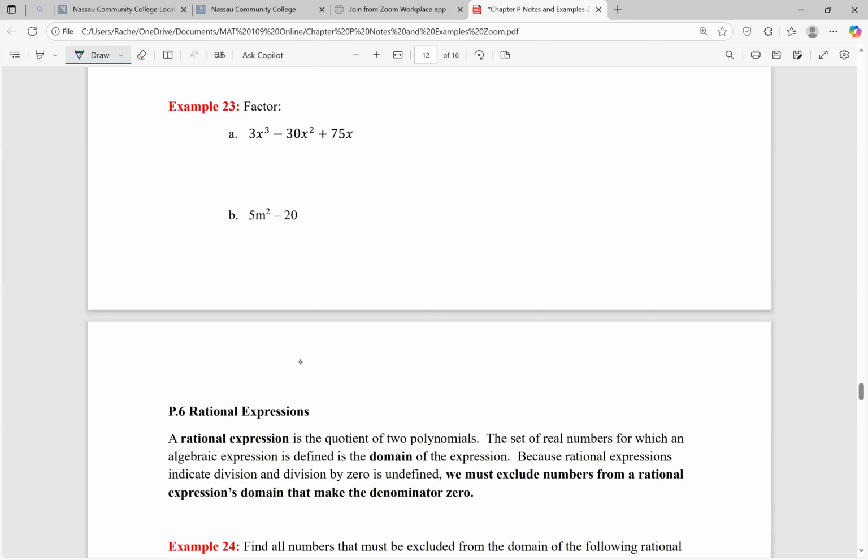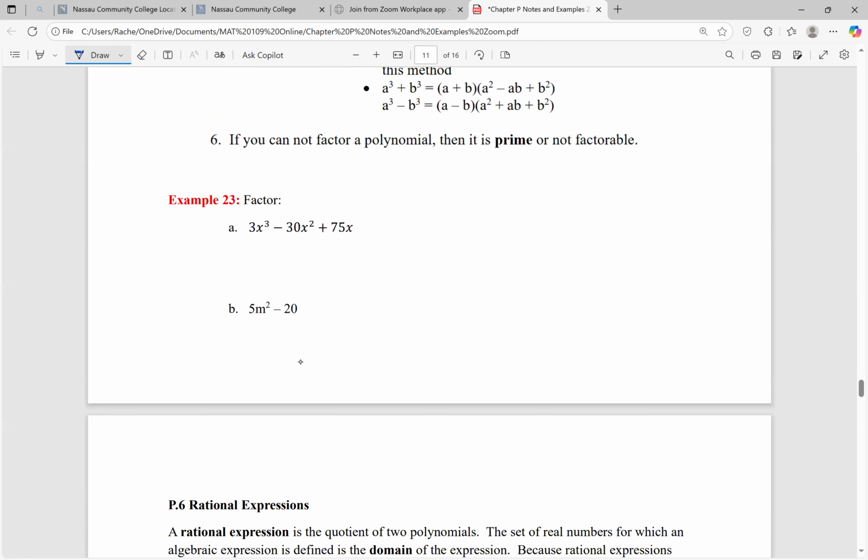So to wrap up, let's just do 2 more examples and let's follow that guide that I just went over above. So look at number 23. So let's factor 3x to the third minus 30x squared plus 75x. So the first thing I would try and do is factor out a GCF. So I'm looking at these 3 terms and I see that they all have a 3 in common. So I'm going to factor out a 3. And they also all have an x in common, right? We have an x to the third, an x squared, and an x. So I'm going to factor out an x.